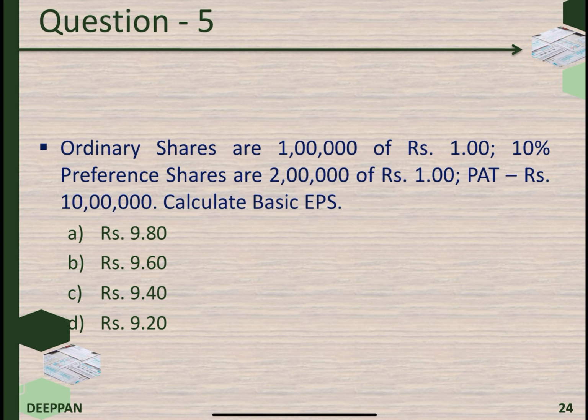Ordinary shares of 1 lakh of rupees 1 each. 10% preference shares are 2 lakh of rupees 1 each. Profit after tax is 10 lakhs. Calculate basic EPS: 9 rupees 80 paise.